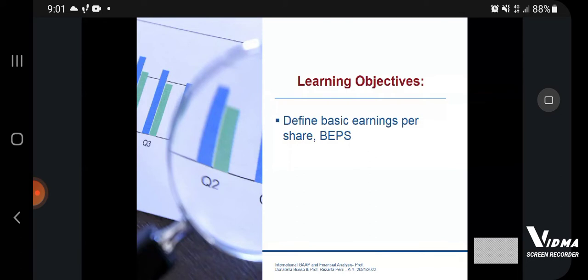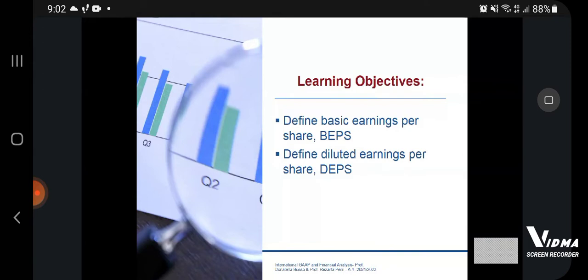And we will learn how to calculate the earnings per share in its basic form, according to the standard's requirements. And then we will continue to define and learn how to calculate the other form of the earnings per share, which is the diluted one.